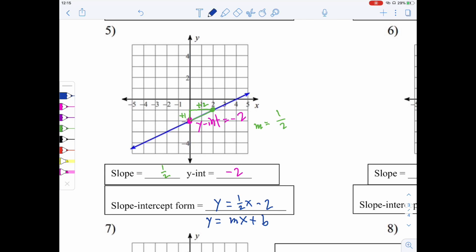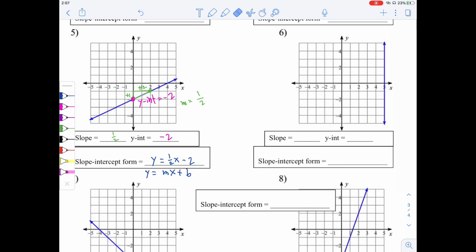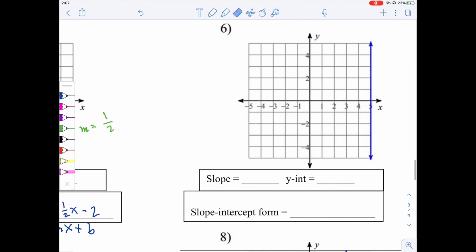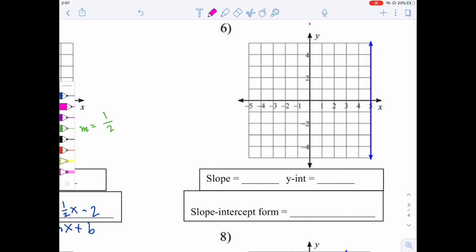And that's our slope intercept form. Okay, let's look at a problem like number 6. Number 6 has a vertical line. So let's try to identify what is the y-intercept. Here's our y-axis, right? And our line is vertical, so it will never touch our y-axis. So we don't have any y-intercept, right? So this is none. Our slope, if you remember what our slope is, right, is rise over run.